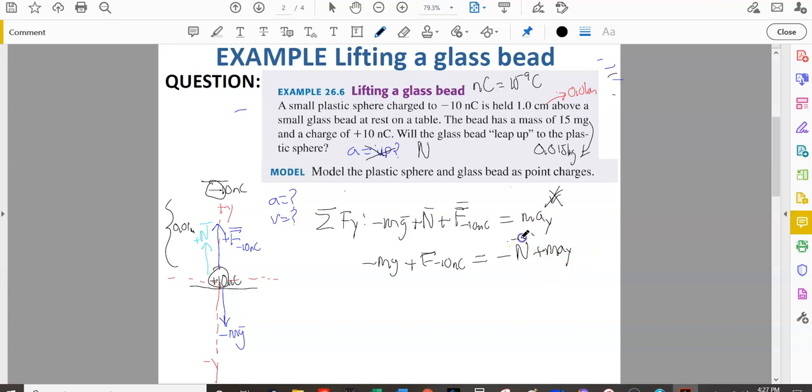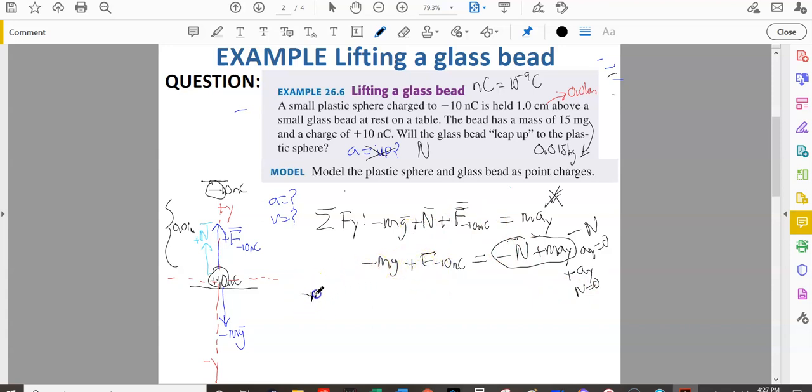So basically, if this works out to be negative, then there is a normal force, and acceleration is 0. If it works out to be positive, then there will be an acceleration, but no normal force. Okay, so let's just concentrate on these two here.